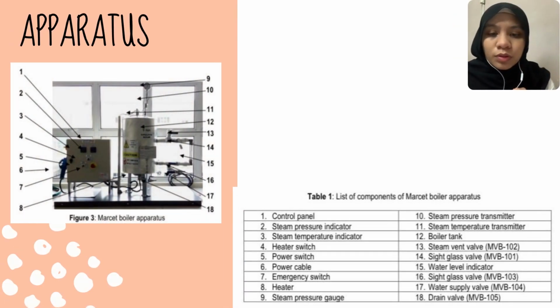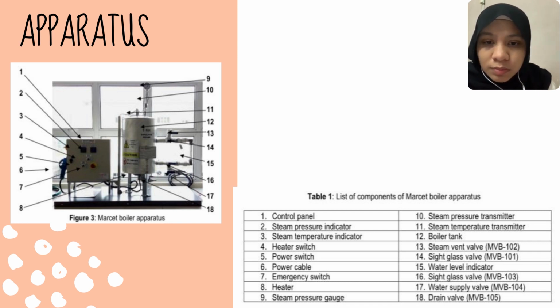Okay, so before we go through the procedures of this experiment, first I will explain to you the apparatus that we're going to use for this experiment. Number one is the whole apparatus. Number one is the control panel. Number two is the steam pressure indicator. Number three is the steam temperature indicator. Number four is the heater switch. Number five is the power switch.